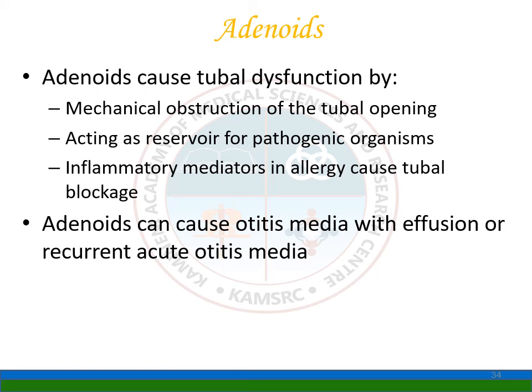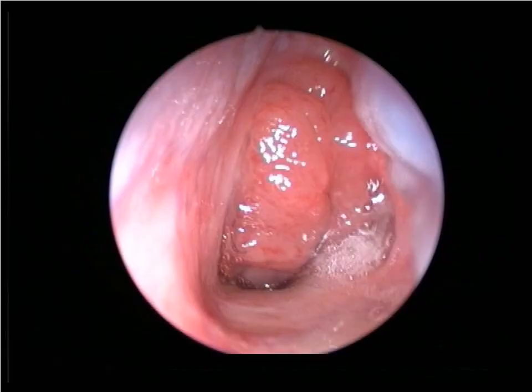Adenoids cause mechanical obstruction of the tubal opening, and act as an active reservoir for pathogens, and release inflammatory mediators in allergy and cause tubal blockage. First, adenoid causes otitis media with effusion, or it may cause recurrent acute otitis media.